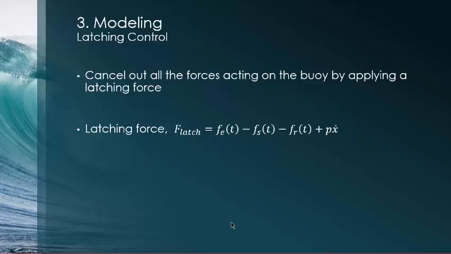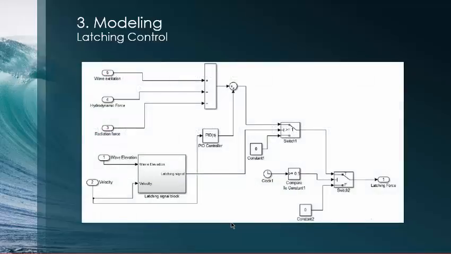A PD controller or a PID controller could also be used. Latching the BOI is fairly easy since we know exactly when the BOI should be locked, that is when the velocity is equal to 0. This condition can be detected by passing the velocity through a hit crossing block, which will output a Boolean true signal when the velocity reaches 0. The real problem is the unlatching part.